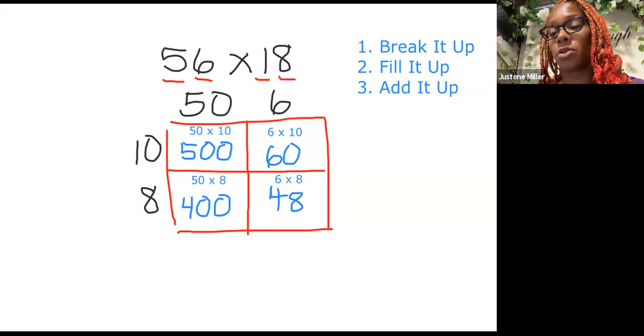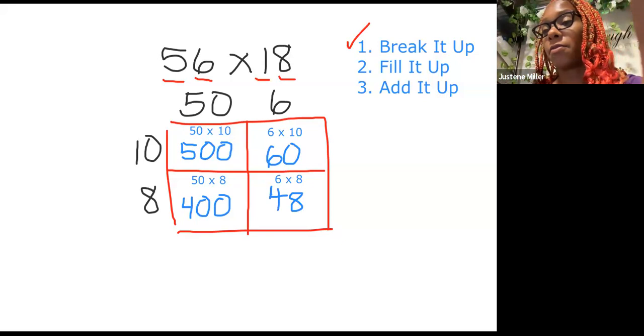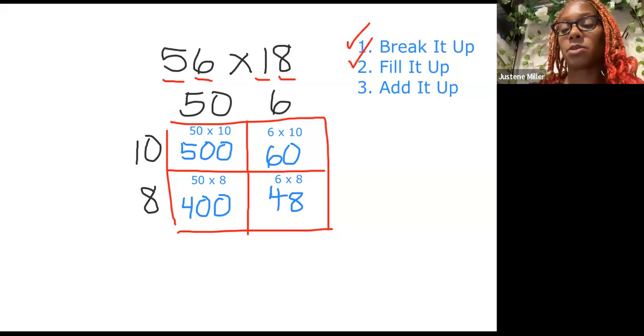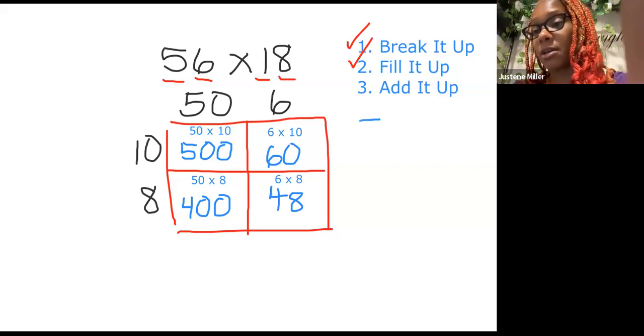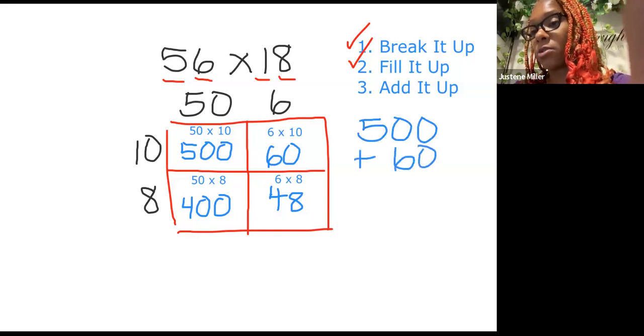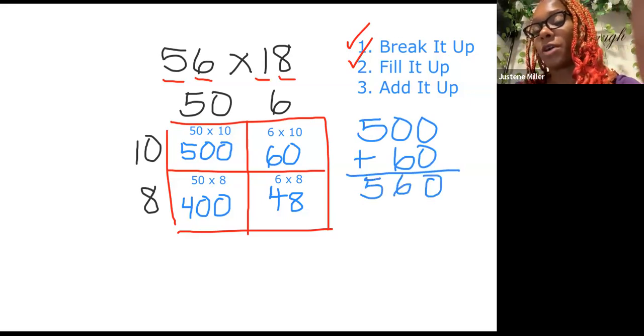So let's take a look at what we've been doing so far. We broke it up. We filled it up. Now it's time to add it up. All right, so let's add it all together. So I have 2 numbers at a time, 500 plus 60. I know some of this you could do in your head, but I like to always make sure I'm accurate. Don't want to make small mistakes. Gives me 560. All right, these 2 are added. Let's do plus 400.